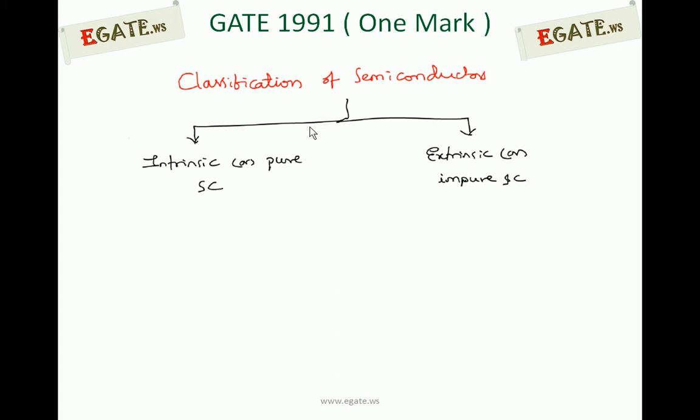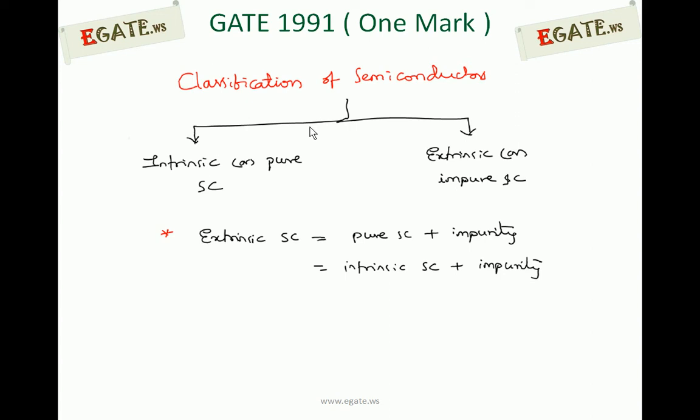Classification of semiconductors. Semiconductors are divided into two types: one is intrinsic, the other is extrinsic. Intrinsic is also called pure semiconductor. Examples are silicon crystal and germanium crystal. A silicon crystal consists of only silicon atoms, no other atoms will be present. That is its purest form, so that is called an intrinsic semiconductor.